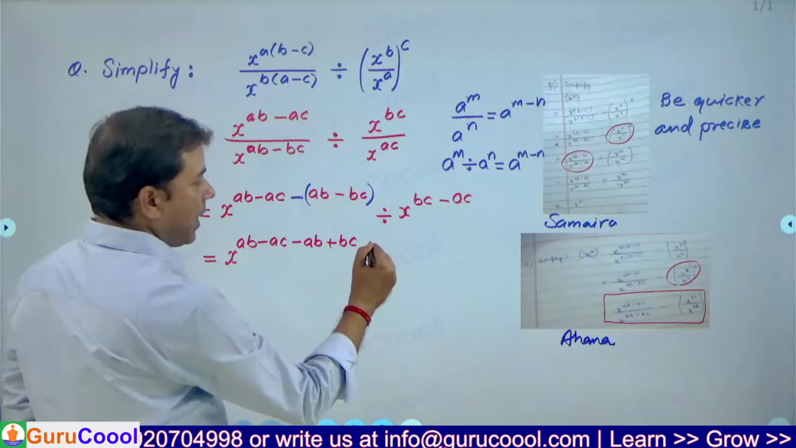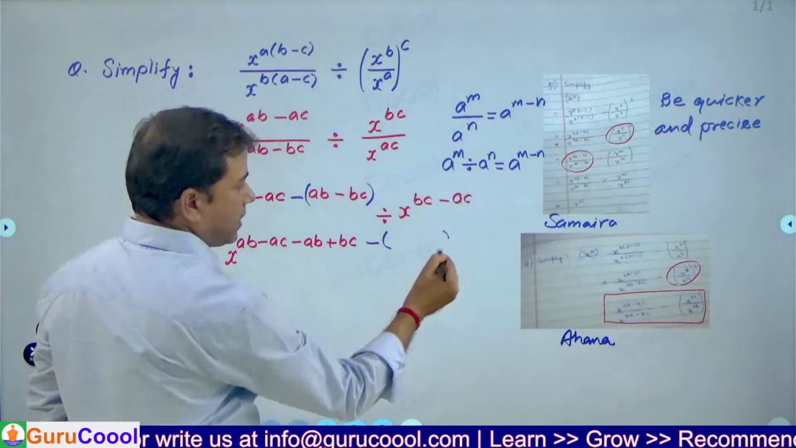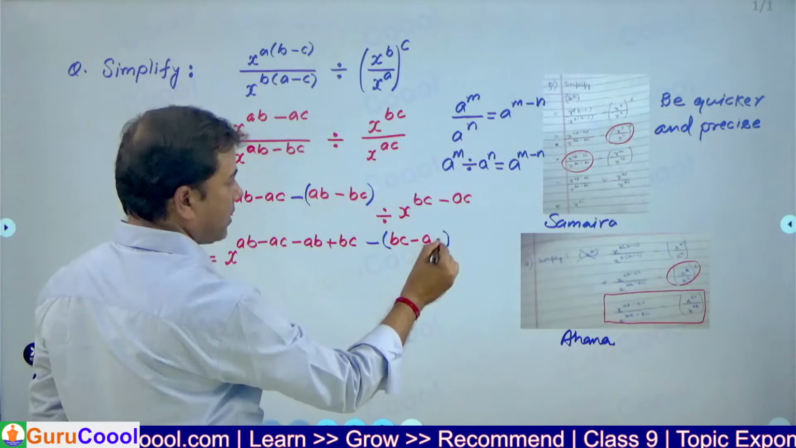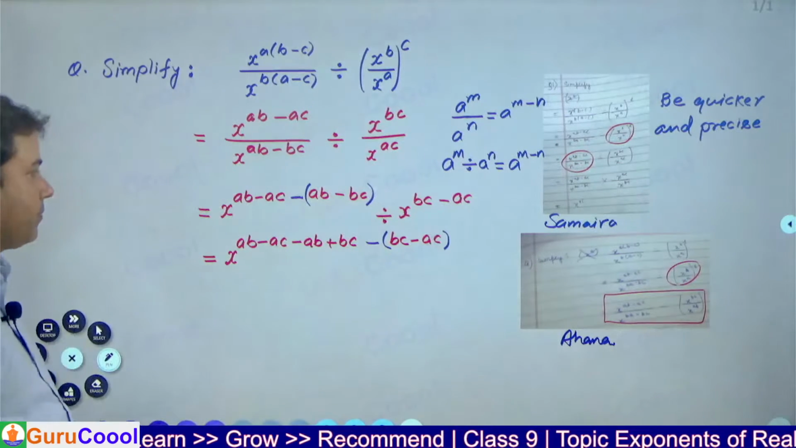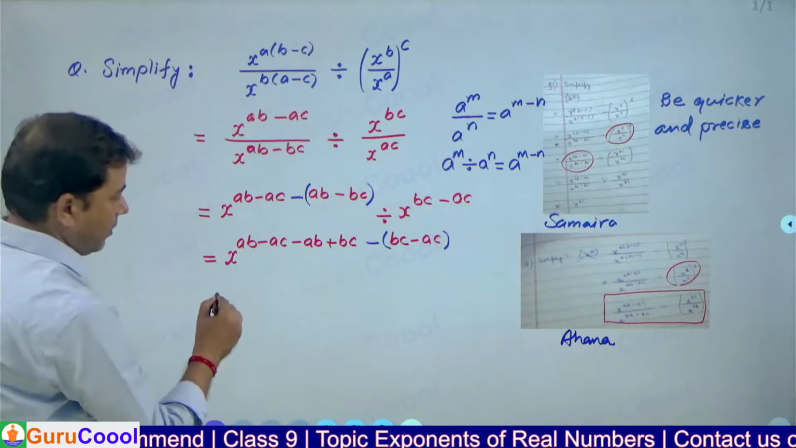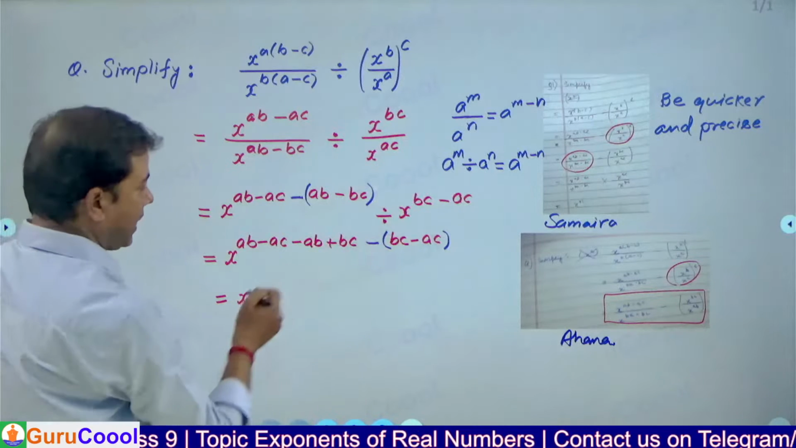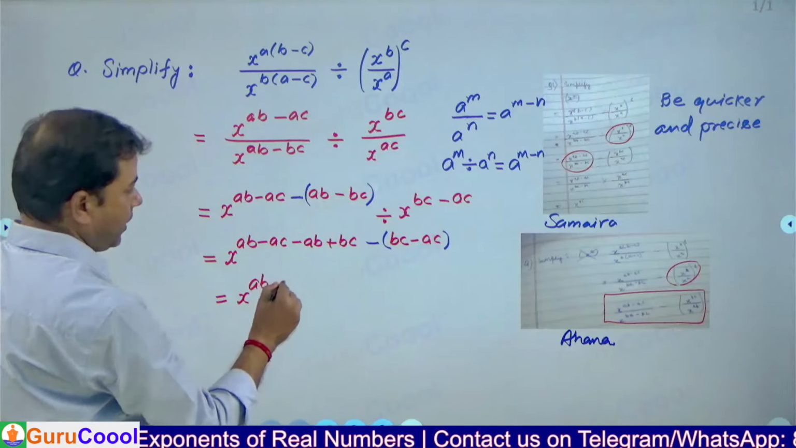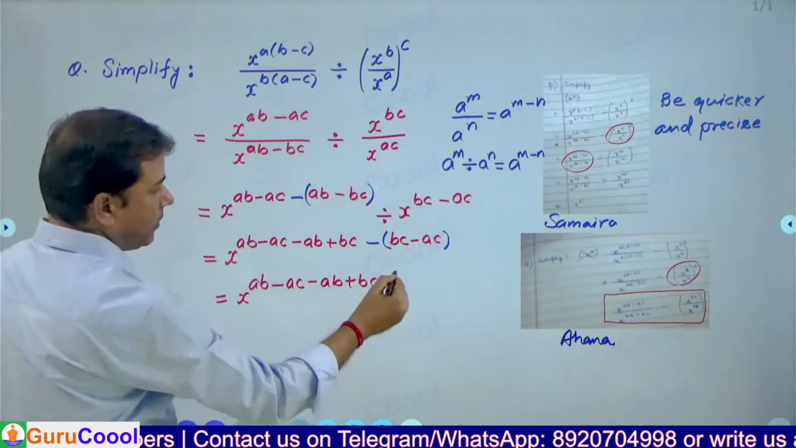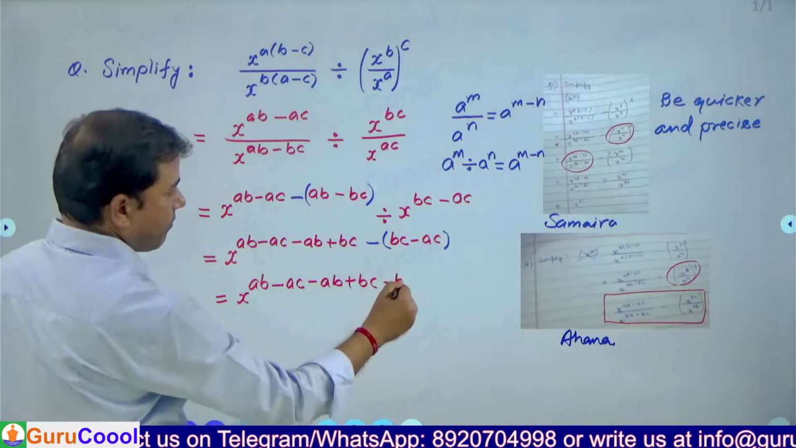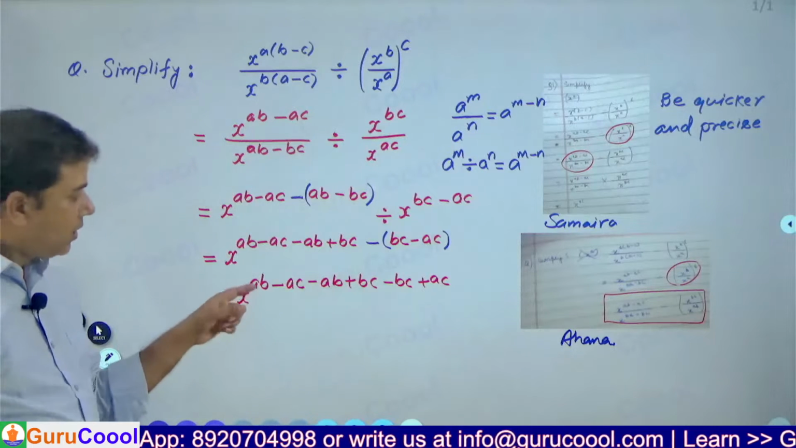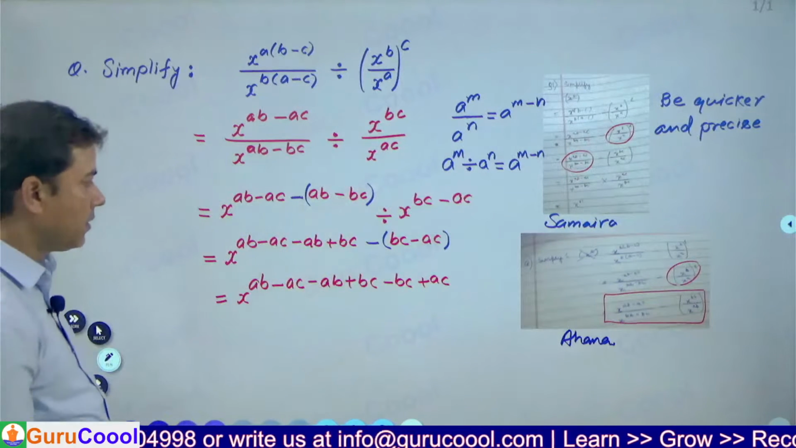Yes, I am putting a minus sign, then making a bracket inside which I will write the denominator's power, BC minus AC. Tell me if you got it or not. Now I'll open this bracket: x raised to the power AB minus AC minus AB plus BC minus BC and then plus AC. So now the base is alone, and this much long is the power.